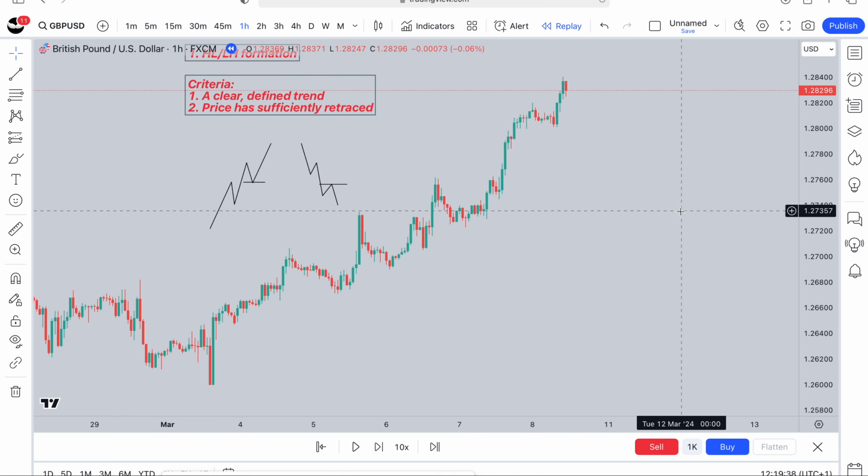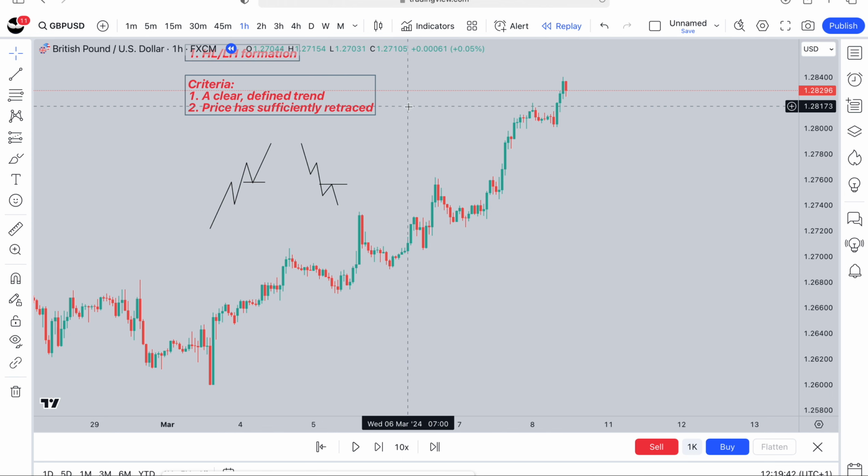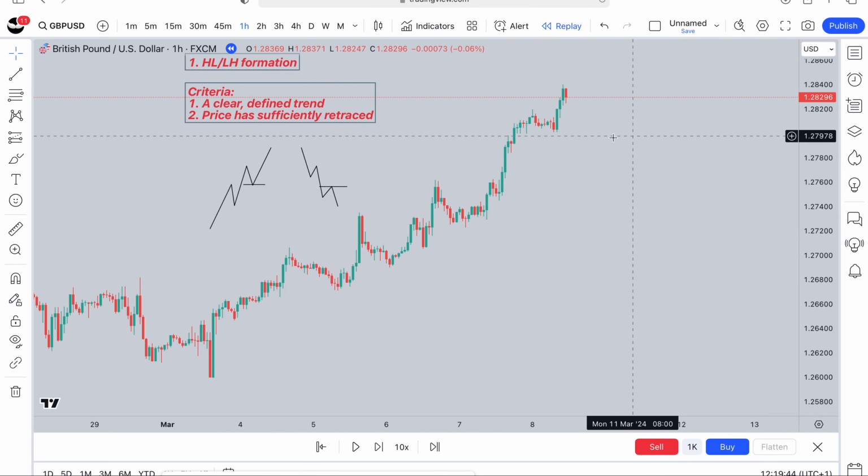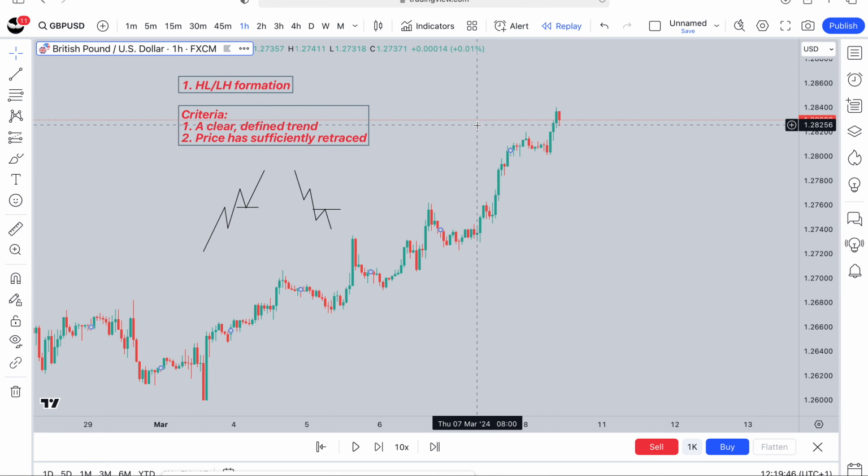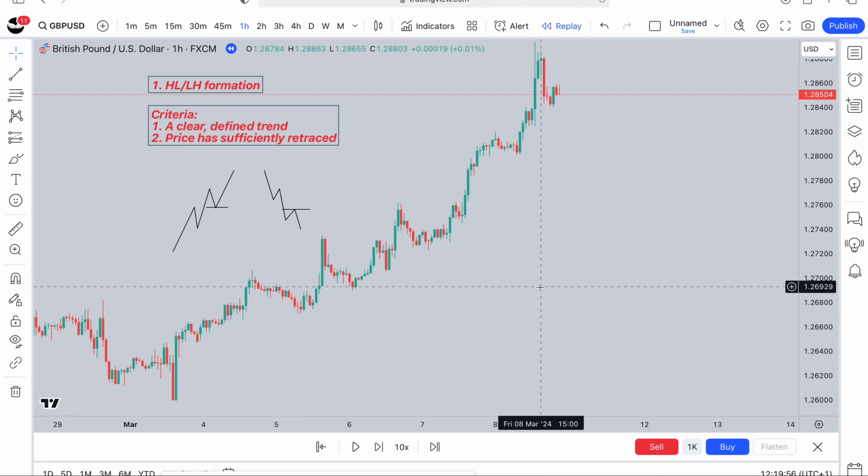It's not always going to be guaranteed every single time. There are times where you're going to identify these higher lows and lower highs and it's just going to get violated, but that's just the nature of trading. But more often than not, if you take these trades correctly, they're going to work out in your favor. Once you've seen that price has sufficiently retraced, let's try and find a good enough example.